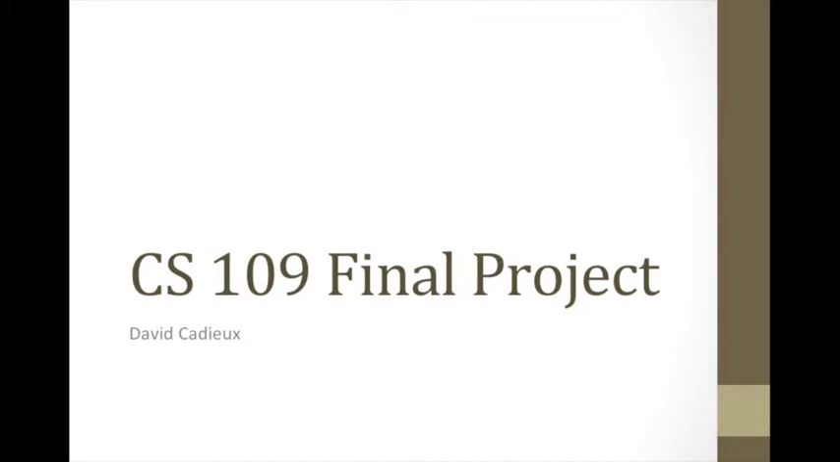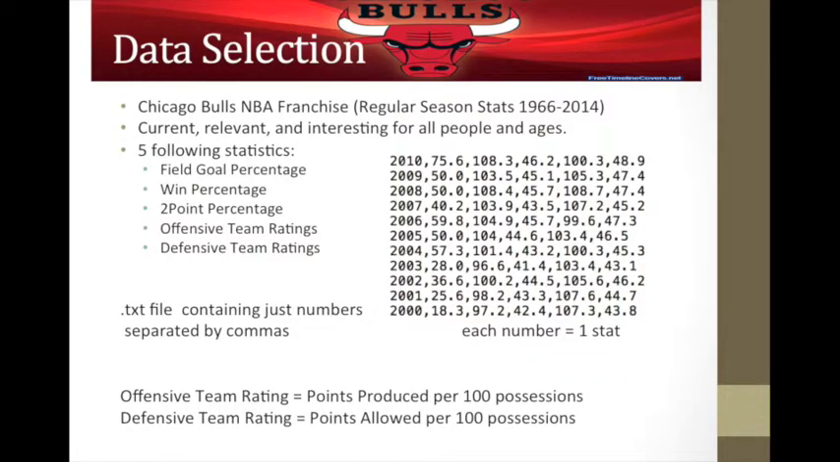So for my data set, I chose Chicago Bulls team stats. Specifically, I'm talking about field goal percentage, win percentage, 2-point shot percentage, offensive team rating, and defensive team rating. If you're unaware, these are ratings that they use to record general production. Offense is points produced per 100 possessions, and defense is points allowed per 100 possessions. So obviously, it's better to have a lower number for defense and a higher number for offense.